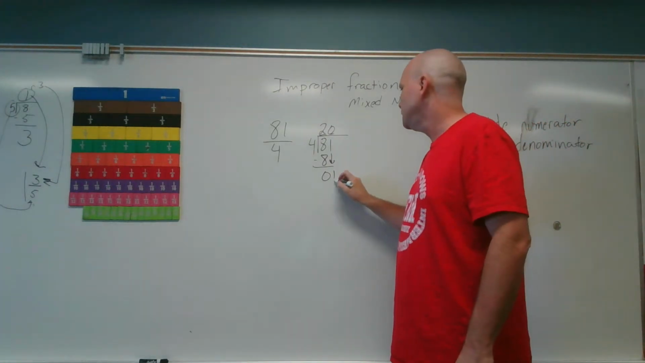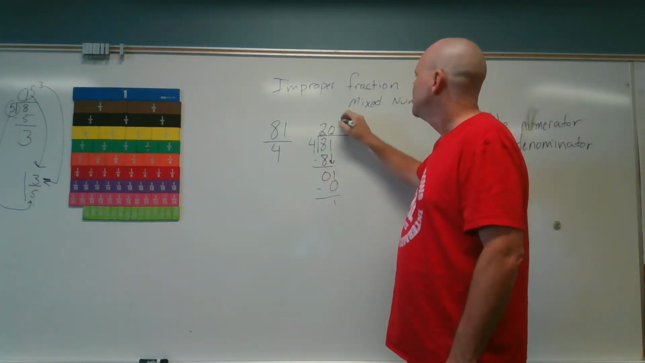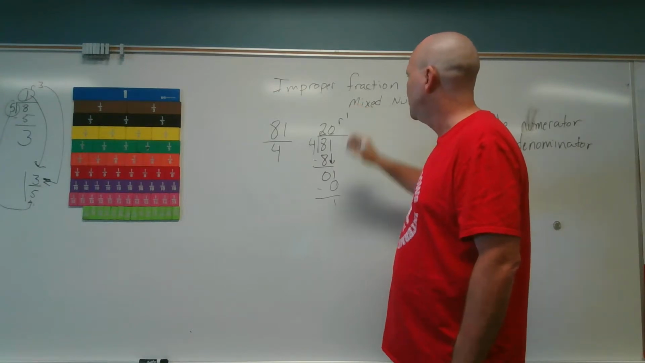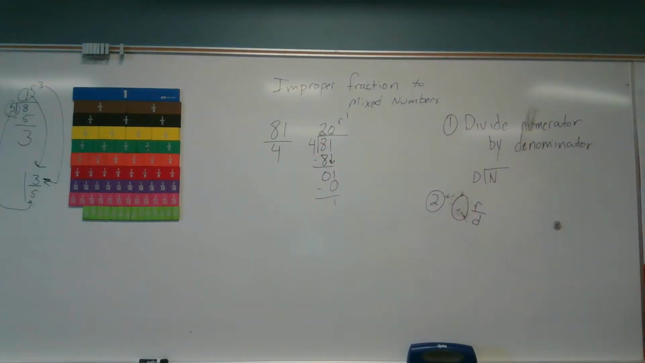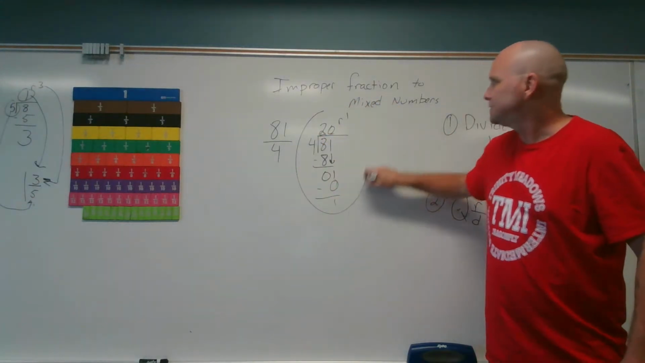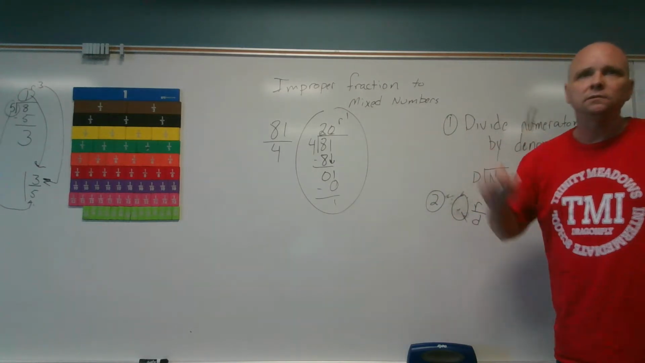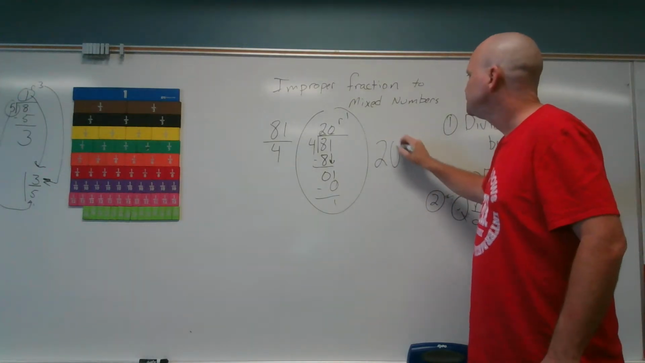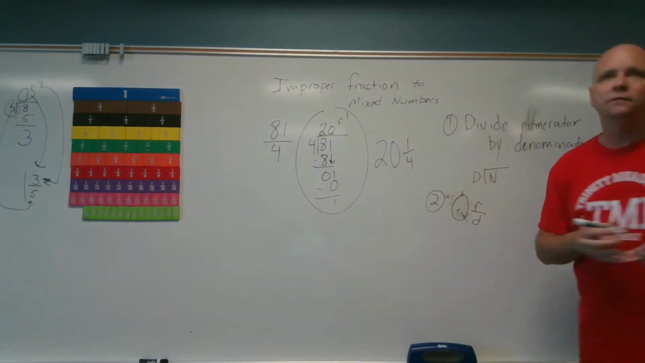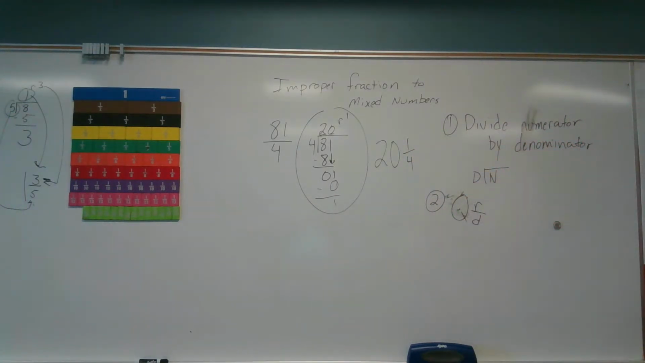Okay, so it's 0. Subtract. So I have 20 remainder 1. As a mixed number, that equals what, Zen? That's what I said too. What is this as a mixed number? What's my whole number? 20. 20. What's my numerator? 1/4. Good. And my fraction part is 1/4.